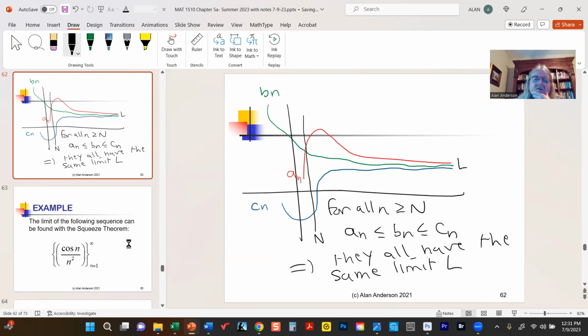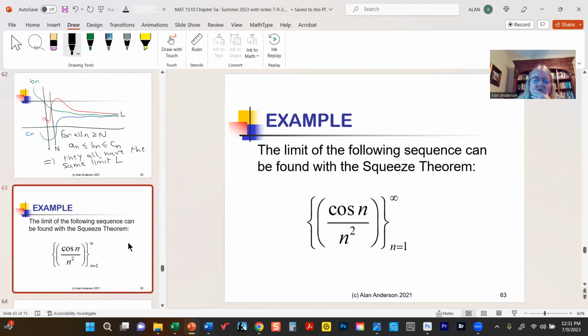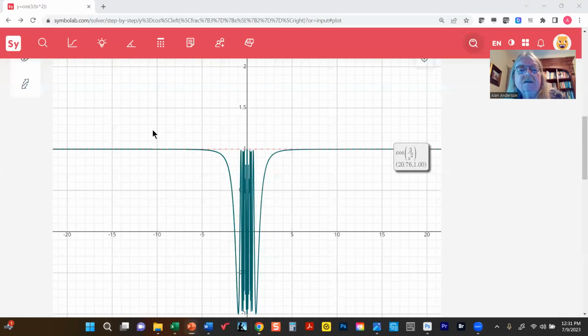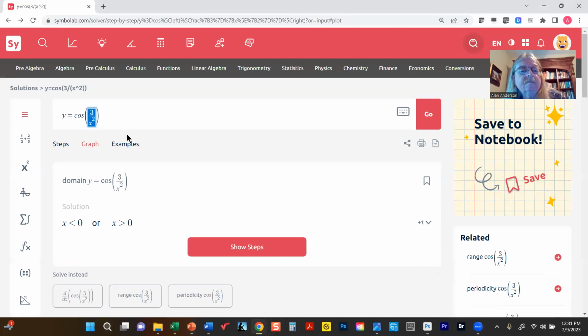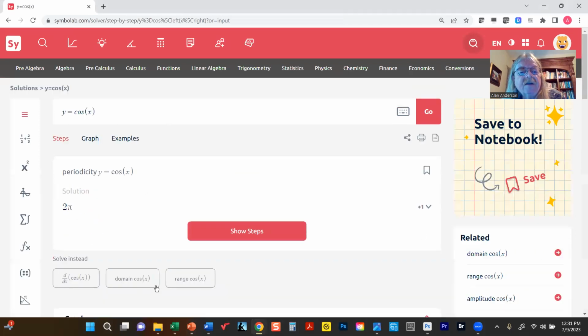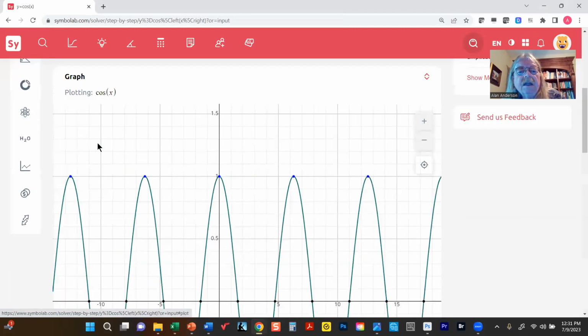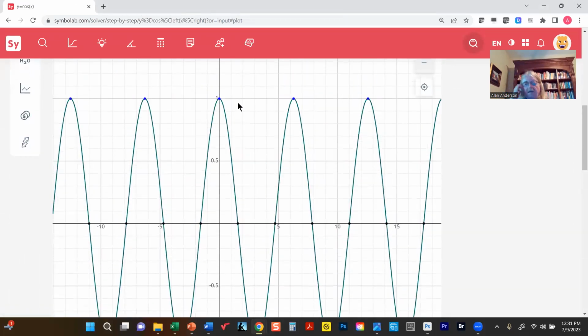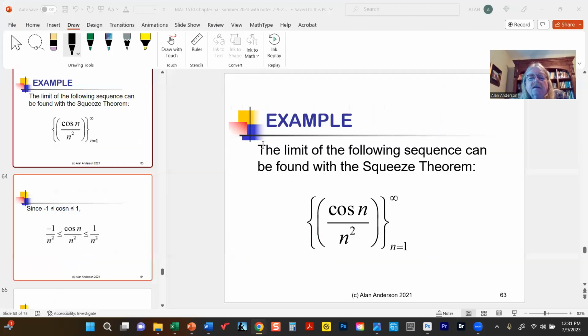Now here's an example when you have a really scary formula. Look at this thing. We want to find its limit if it exists. So what we're going to note here is that if you look at the cosine of any value, let's go back here. Let's look at the graph. If you notice, the range is only the values between negative and positive 1. Notice it never goes below negative 1. It never goes above positive 1. So that helps us with the squeeze theorem.